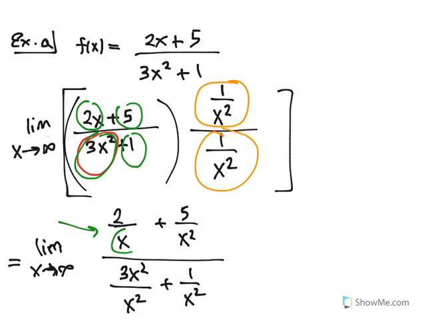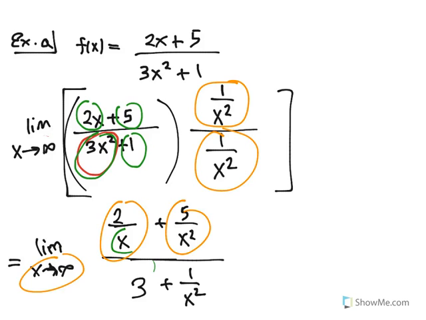And you can cancel the x squared that you have here in the numerator and the denominator, and that would just give you 3. So now we look at what we have here, and we're trying to understand what's going on with each of these terms as x approaches infinity.